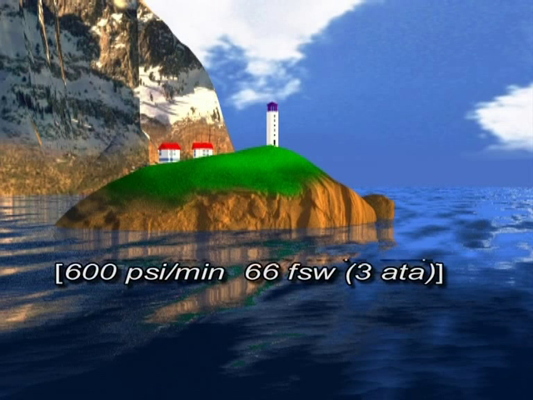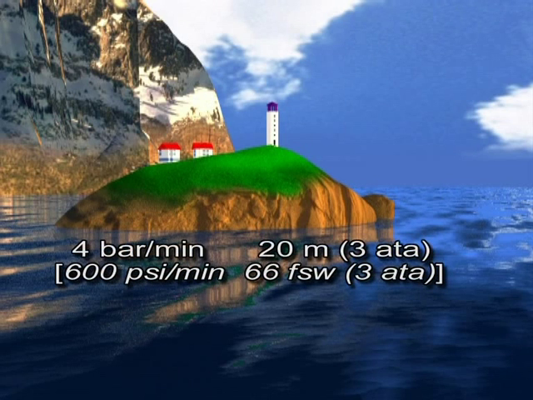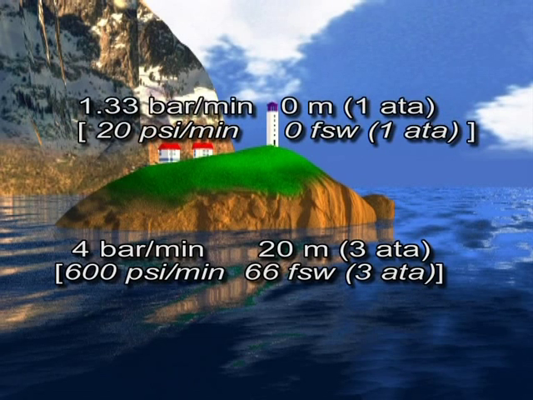In the earlier example we looked at, the consumption rate of 4 bar per minute, 60 psi per minute, was calculated at 20 meters, 66 feet of salt water, where we have an absolute pressure of 3 ata. The surface air consumption rate in this case is therefore 1.33 bar per minute, or 20 psi per minute.